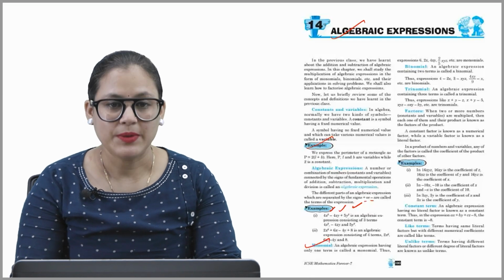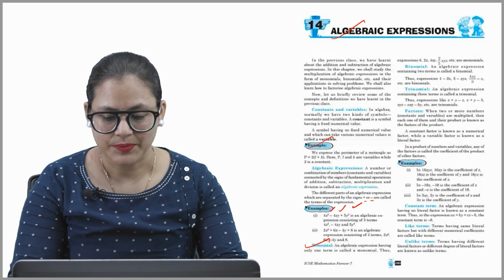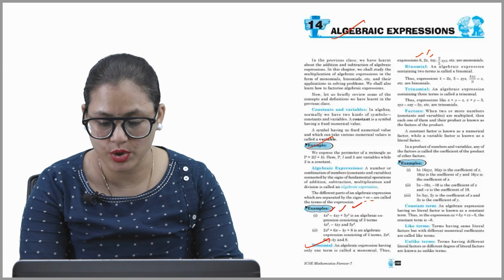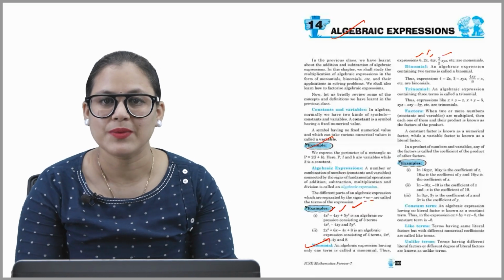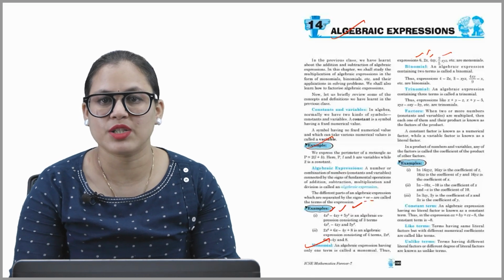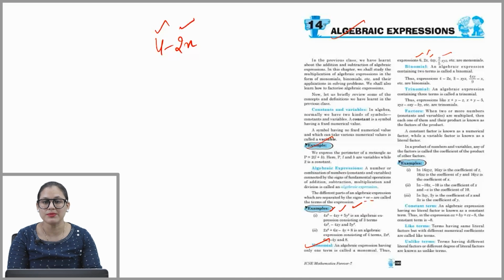Right. Monomial. An algebraic expression having only one term is called a monomial. Thus, expressions 6, 2x, 4xy, or 2/5 xyz, these are monomials. Binomials. An algebraic expression containing two terms is called a binomial. This expression 4 − 2x, 1, 2. These are the two terms, so it is a binomial, right? Trinomials. An algebraic expression containing 3 terms is called a trinomial. For example, all these expressions are trinomials.